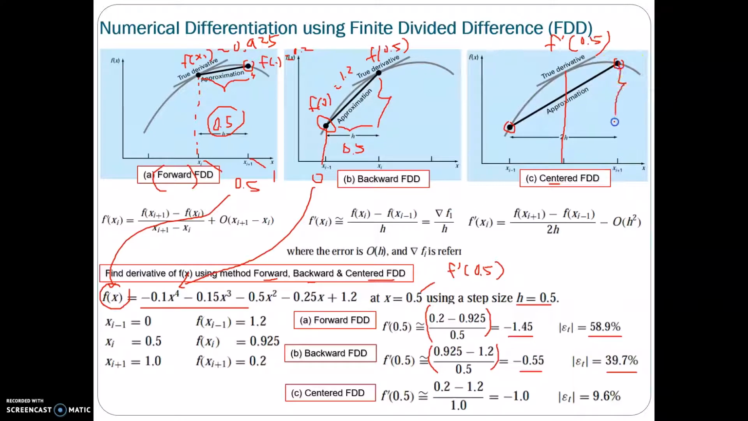So you can compute the delta y here by taking the f1 here minus the f0 here, which is equal to this. And then the step size here is equal to 1 minus 0, which gives you 1. Take the delta y divided by delta x, then you can obtain the approximation result. And this is the corresponding error. When you compare to this error, you see this is the lowest error. Therefore, we can say that the center method is the most accurate method compared to the forward and backward method.